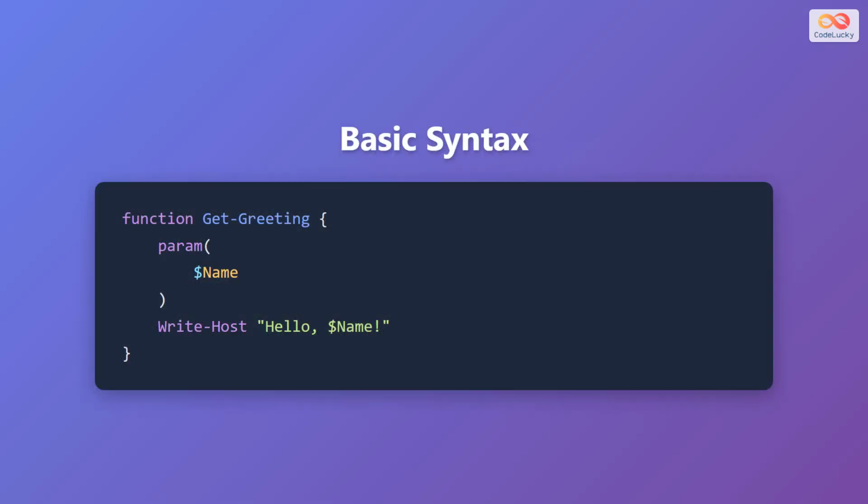Let's look at the basic syntax for defining parameters. You start with the function keyword, followed by your function name. Inside the function body, you use the param keyword to declare your parameters. In this example, we have a function called Get-Greeting that accepts a single parameter called Name. The parameter is declared with a $ sign before it, which is how PowerShell identifies variables. Inside the function, we use Write-Host to display a greeting message that includes the value passed to the Name parameter. This is the foundation of working with parameters in PowerShell.